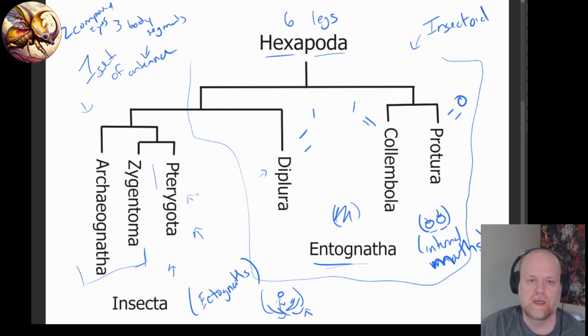Almost all of the insects have wings, or have a life stage in which they have wings. So there are major differences there. So today we're just going to talk about the Entognatha in general.